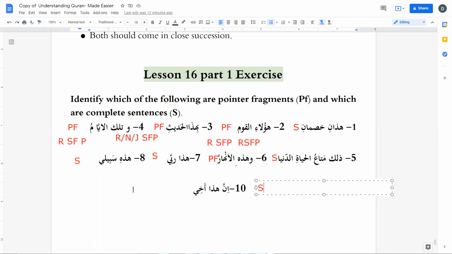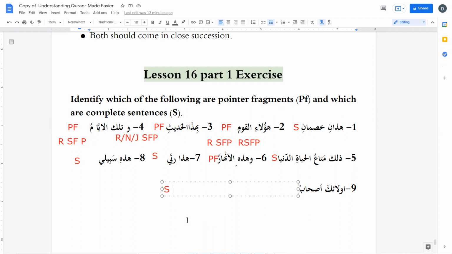Now this one. Inna hadha akhi. Yes, you are right. This is not a pointer fragment. This is a sentence. So inna is a harf of nasb. Hadha over here in this sentence is ism ishara and it's in nasb status. Inna hadha, indeed this. Akhi is a murakkab idafi combination: akhu plus ya. So indeed this is my brother.